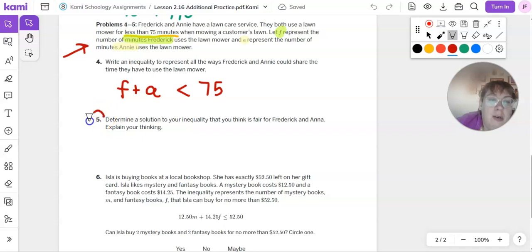So what is the solution? I want you to figure this one out on your own. That would work for how many minutes Frederick did the lawn and how many minutes Anna did the lawn. And if you add them together, it has to be less than 75. So explain your thinking there and find a solution that would work for that inequality.